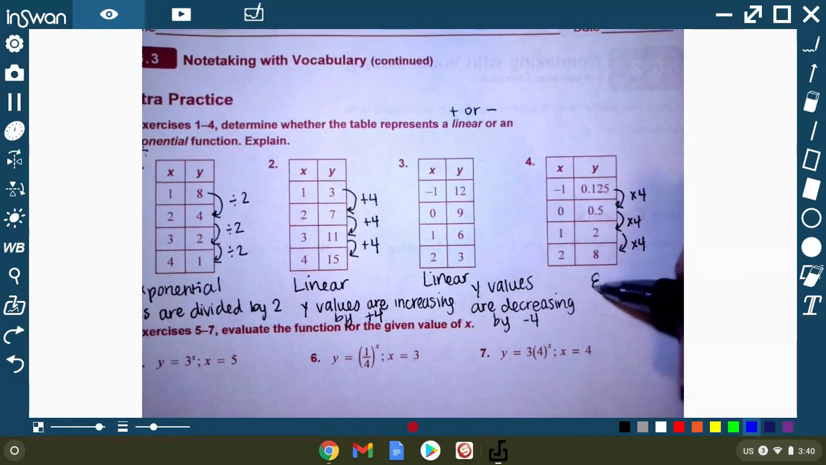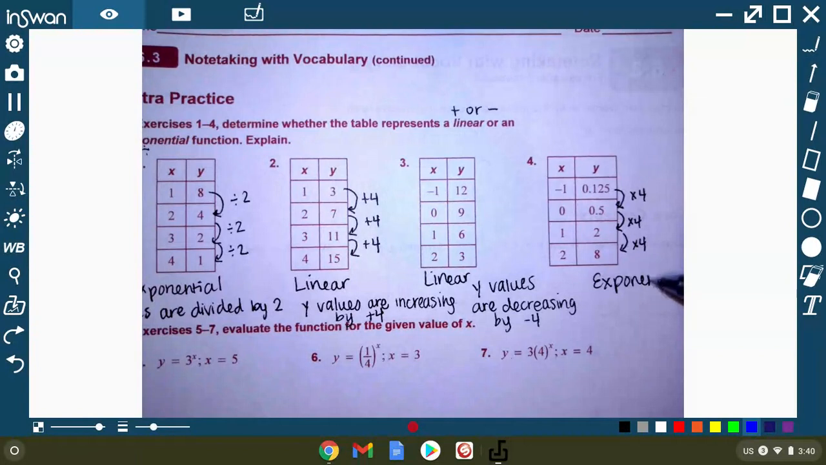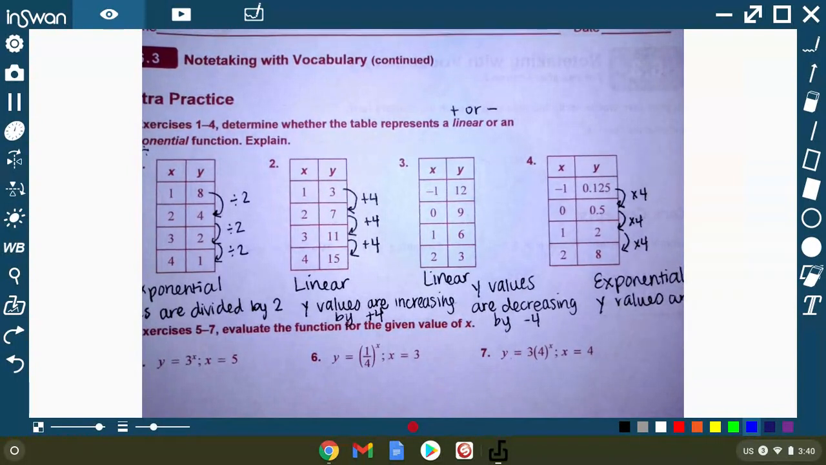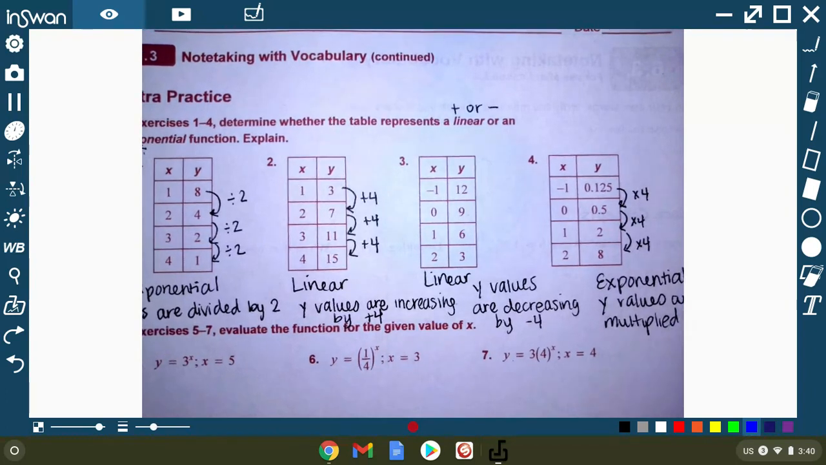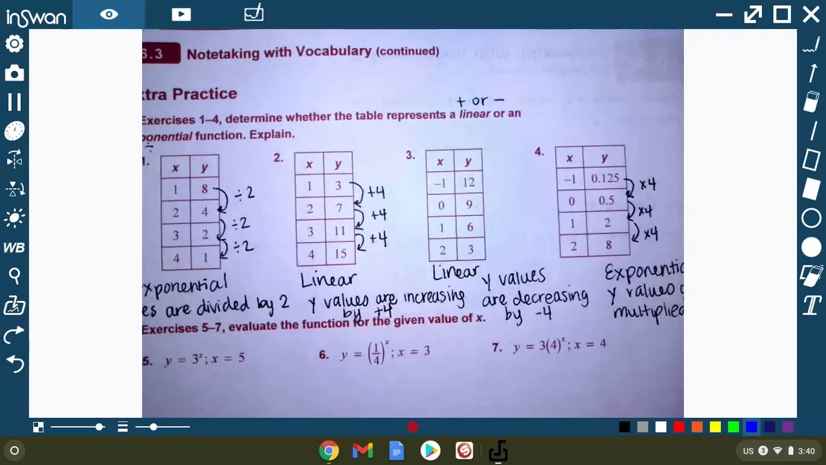So then this would be exponential because it's multiplication. And then you could put the y values are multiplied by 4. So basically, you're just explaining why you're picking what you picked. And then that's for the table. And then what we're going to do next is we're going to talk about evaluating.